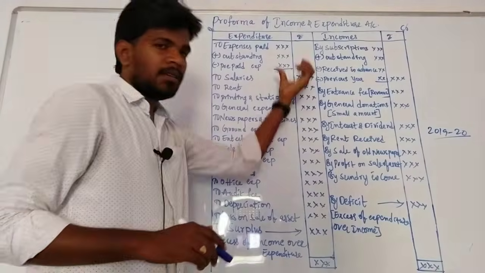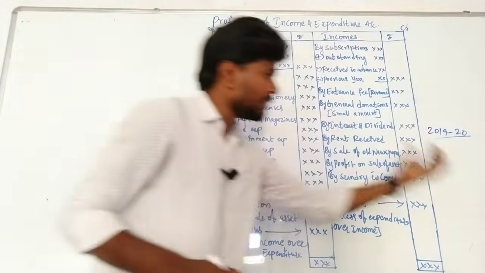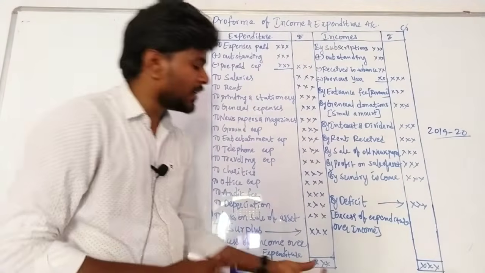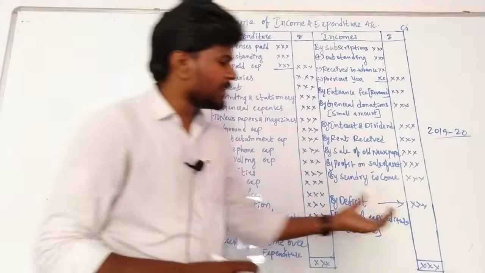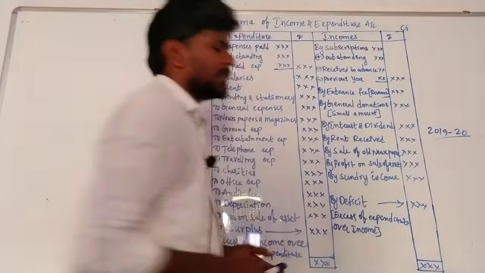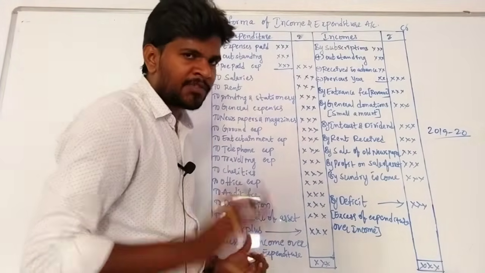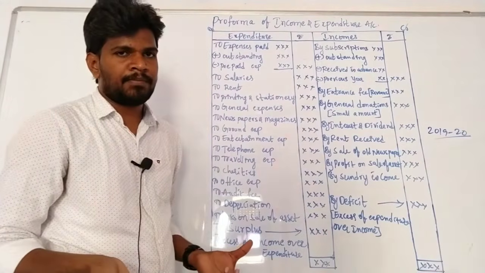For example, if the debit side total is greater than the credit side, automatically the debit side total is the total for the credit side also. Automatically the difference is on the credit side, and that difference is called deficit. If the difference is on the debit side, it is stated as a surplus. If the difference is on the credit side, it is stated as a deficit.